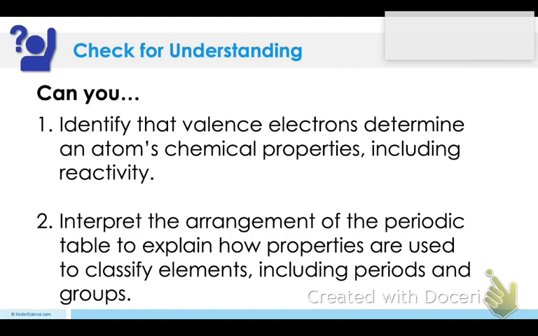Alright, so for your summary, I want you to identify that valence electrons determine an atom's chemical properties, including reactivity. And then I want you to interpret the arrangement of the periodic table to explain how properties are used to classify elements, including periods and groups. So go ahead and do that. Once you answer that question, you're going to move on to the next set of notes, so the metals, metalloids, and the nonmetals. So go ahead and pause here, answer your question, and then this video will continue.